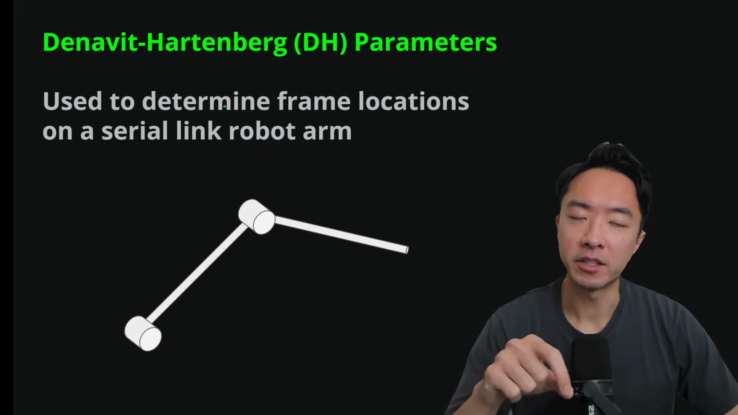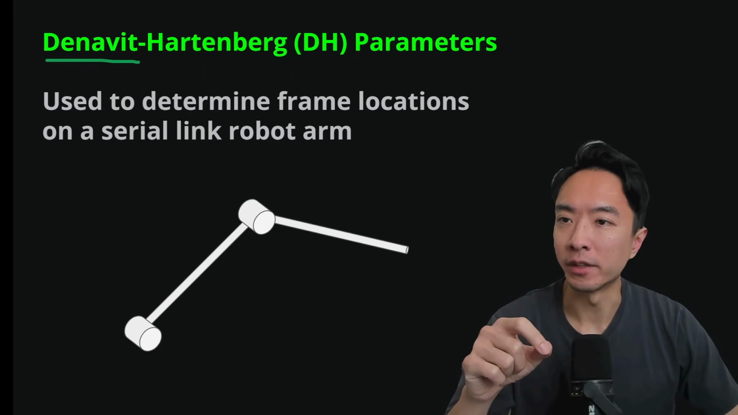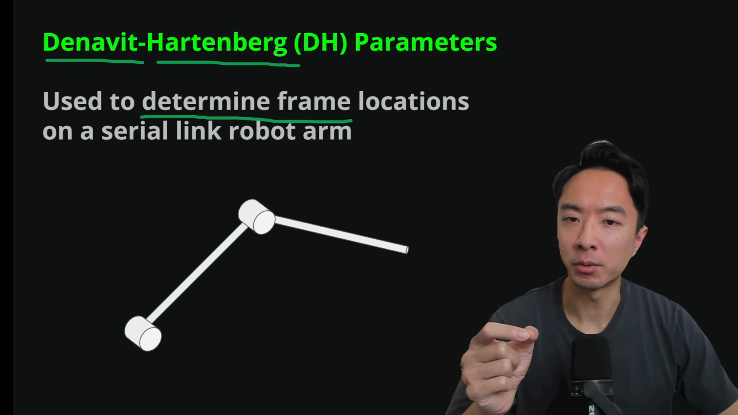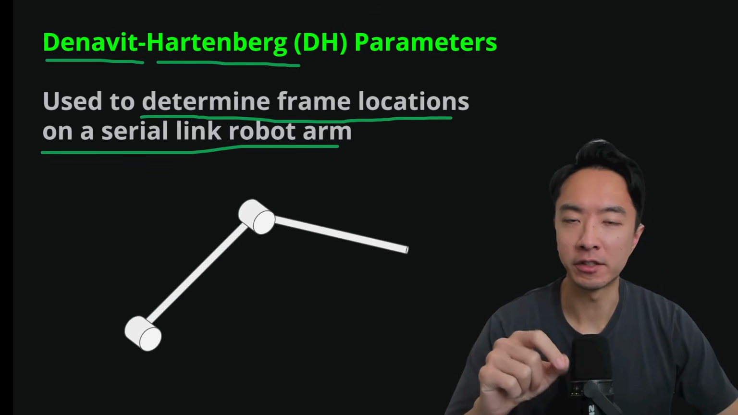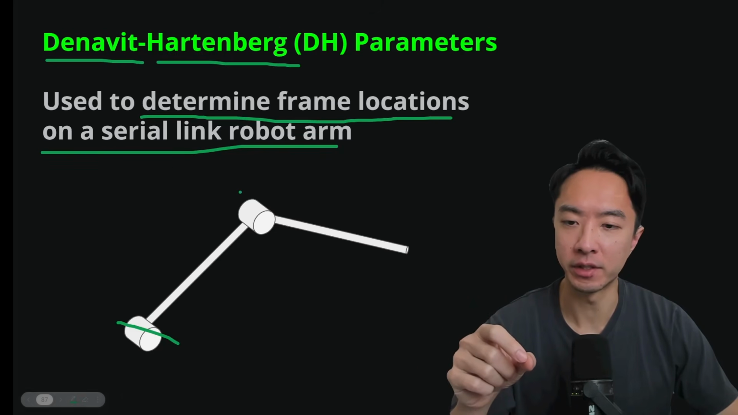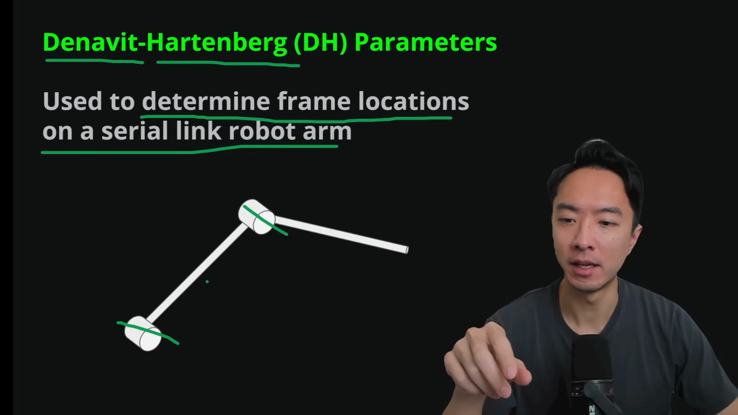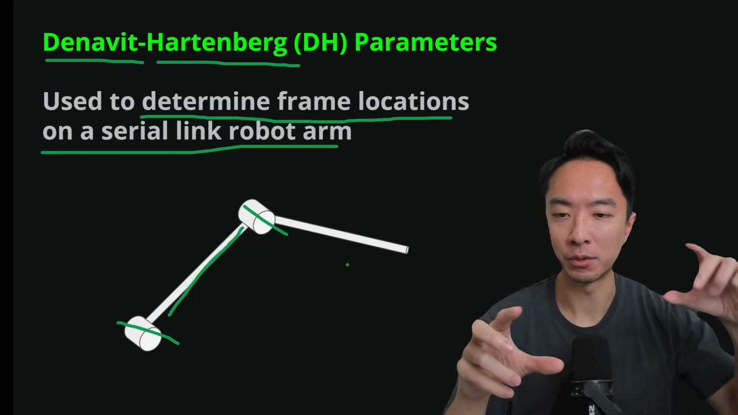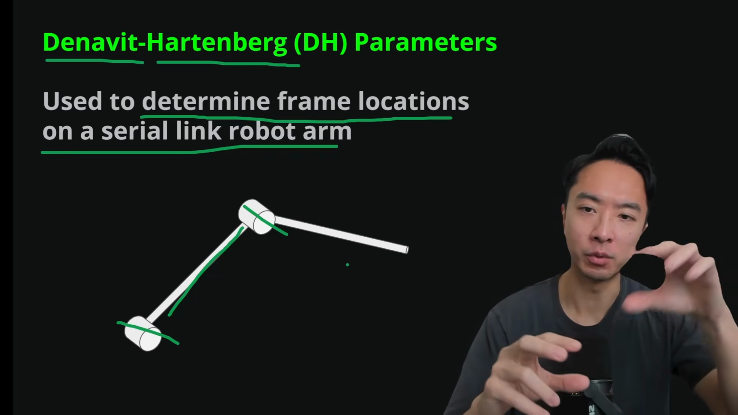Okay, so DH parameters. DH stands for Denavit-Hartenberg. So these parameters are used to determine the frame locations on a serial link robot. A serial link robot is something that has joints like this that are connected with links. So it has to be in this configuration where it's one joint, one link, one joint, one link.